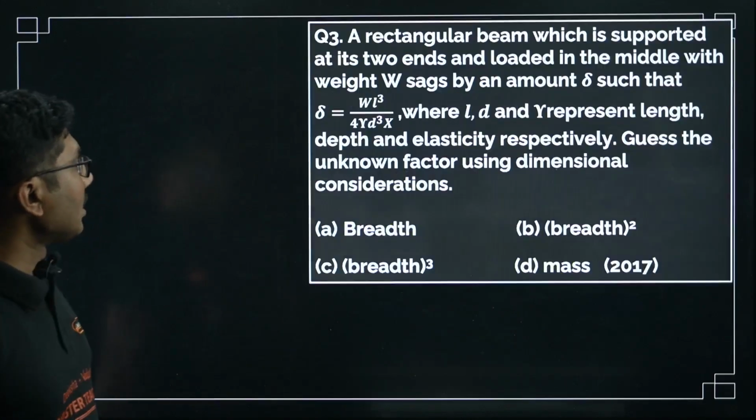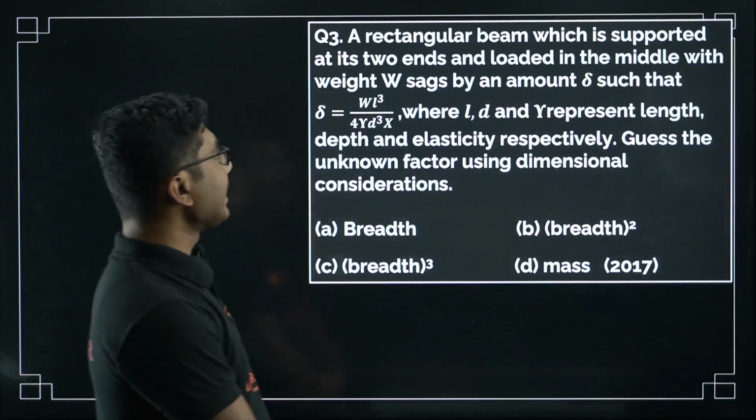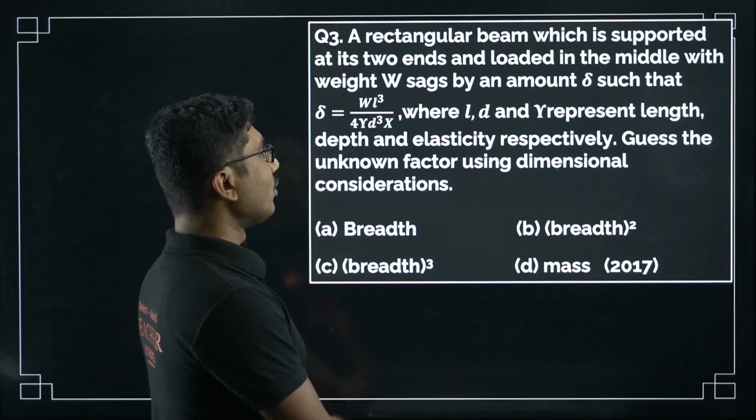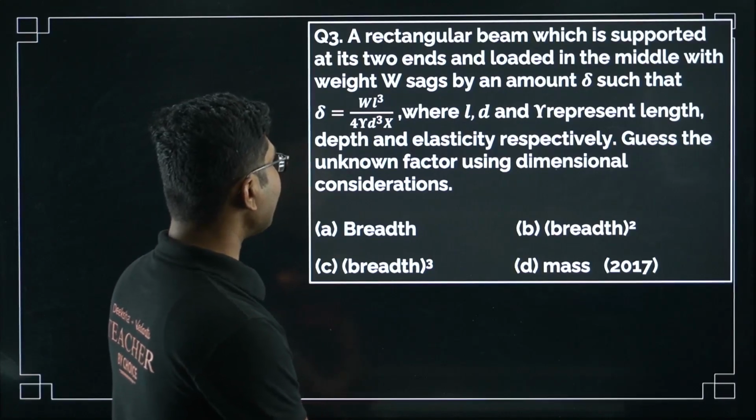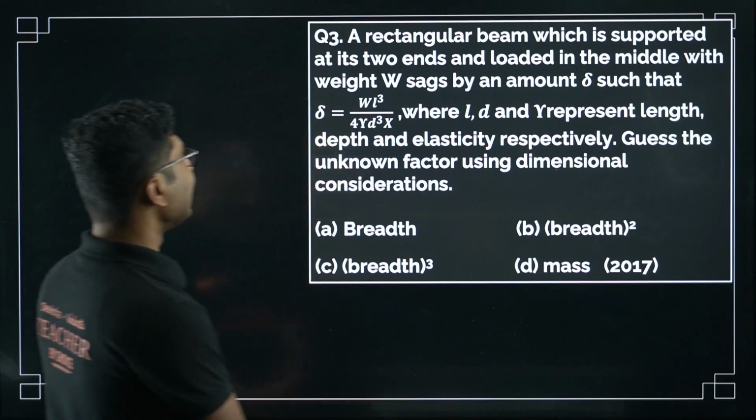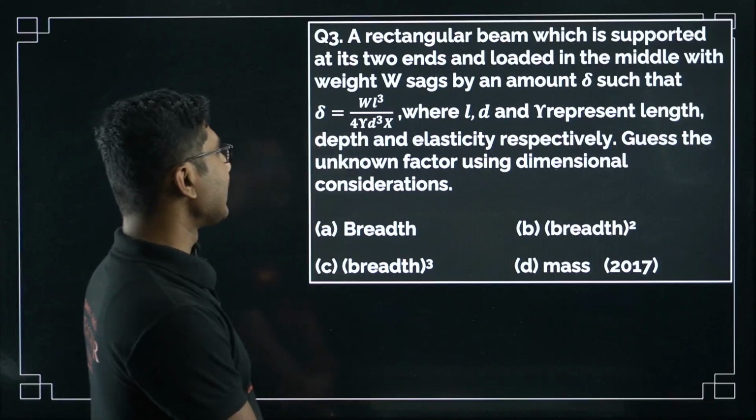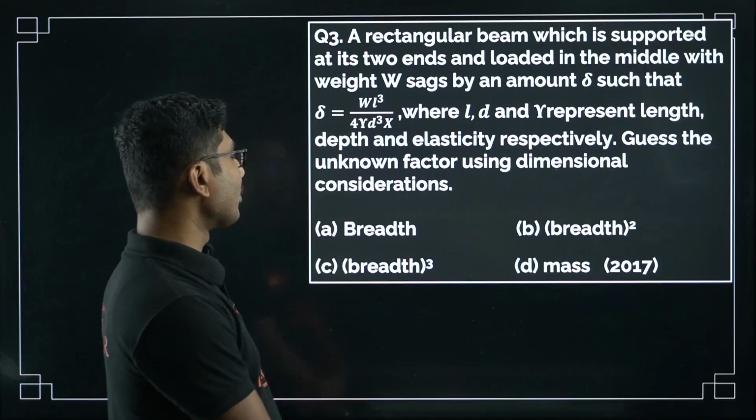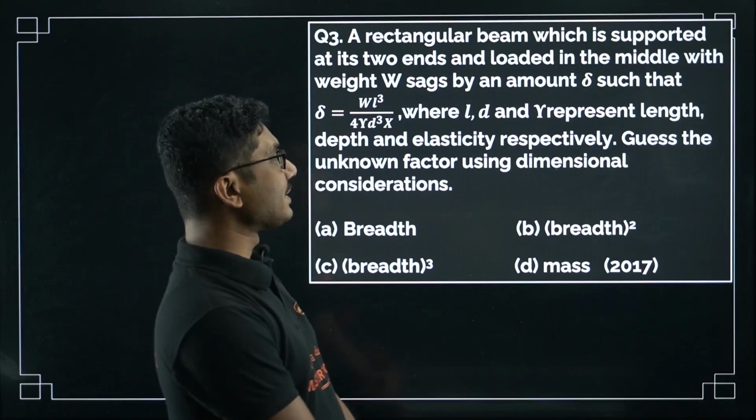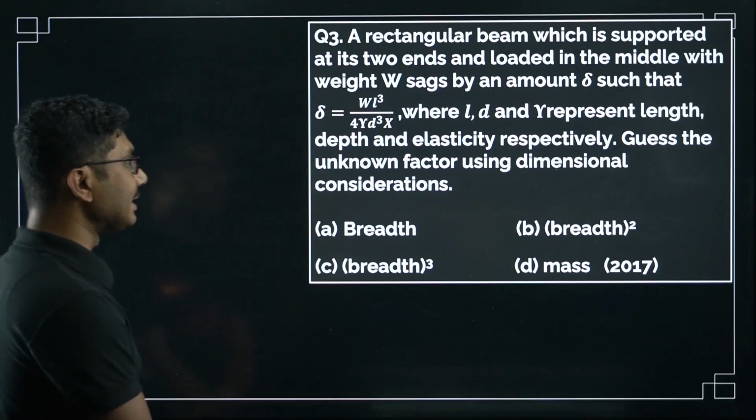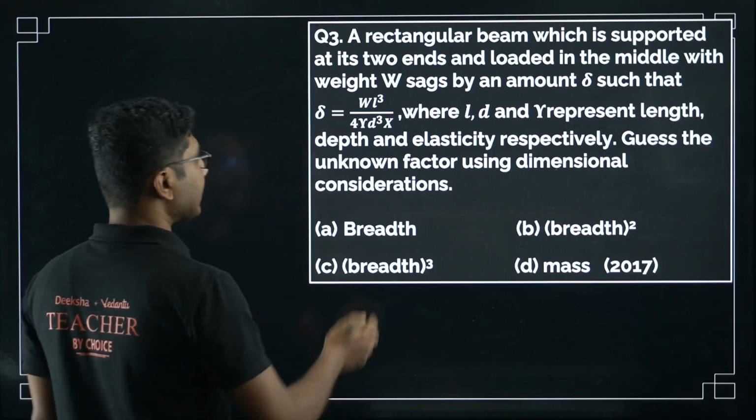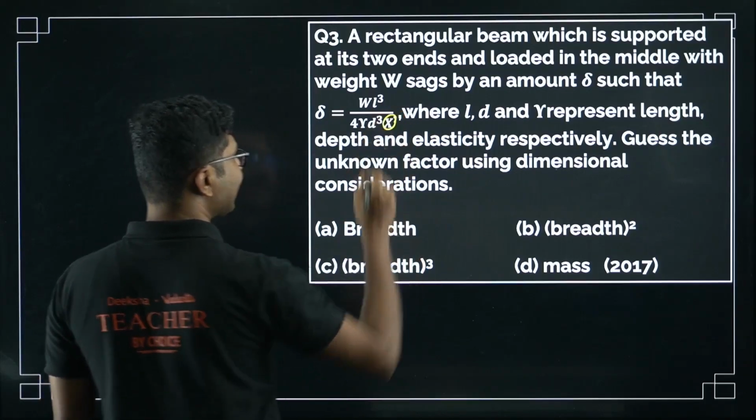Okay. Next question. A rectangular beam which is supported at its two ends and loaded in the middle with weight W sags by an amount delta, such that delta equals W L cube divided by 4 y d cube x, where L, d and y represent length, depth and elasticity respectively. Guess the unknown factor using dimensional consideration. The unknown factor is obviously this x.